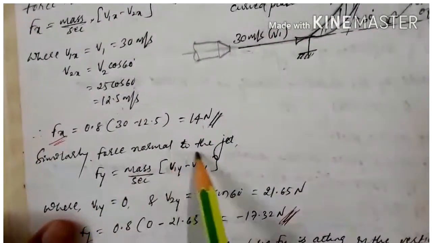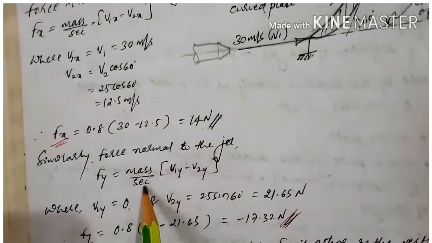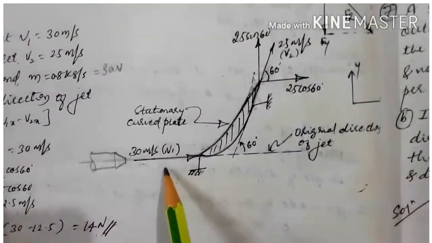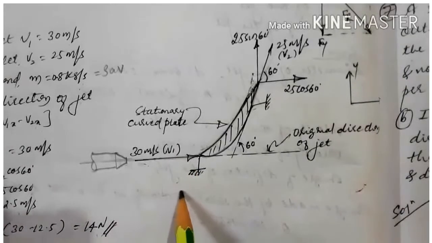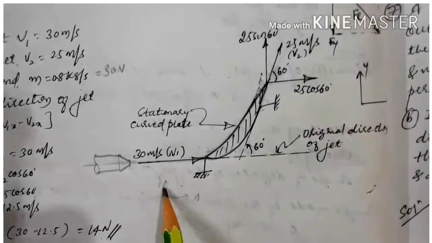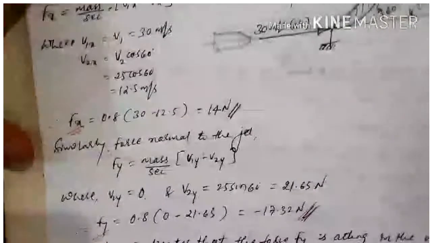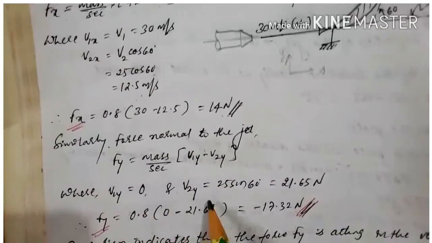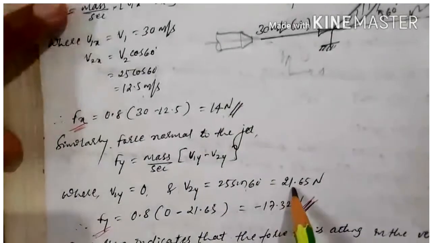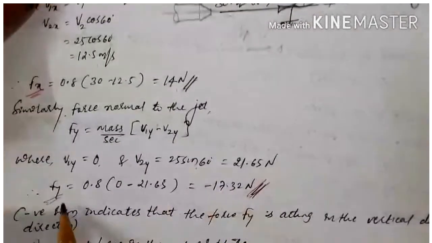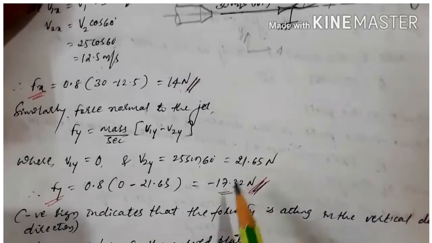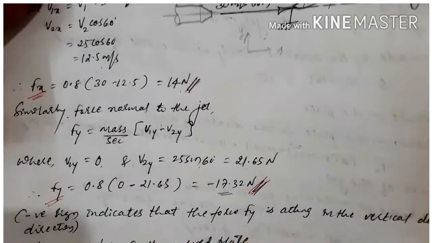Similarly, force normal to the jet, Fy, is mass per second into V1y minus V2y. Initially in the y direction there is no velocity, okay, this is y and this is x, so V1y will be 0, and the velocity in the y direction at exit will be 25 sin 60, which is 21.65. Then calculating Fy, we get minus 17.32 Newton. That minus sign indicates the force on the jet acts vertically downward.